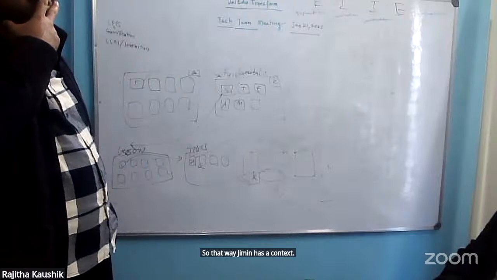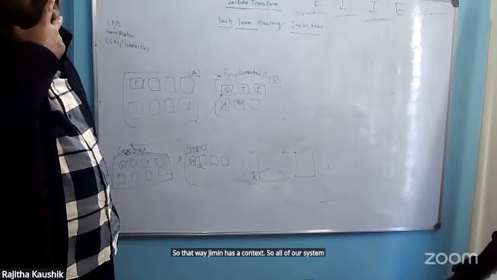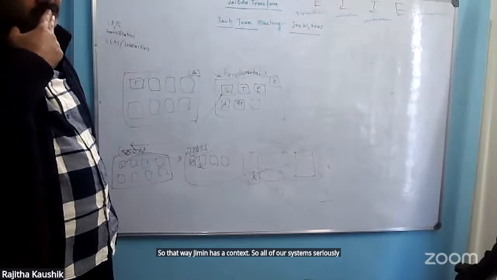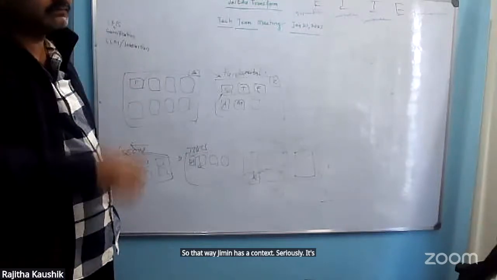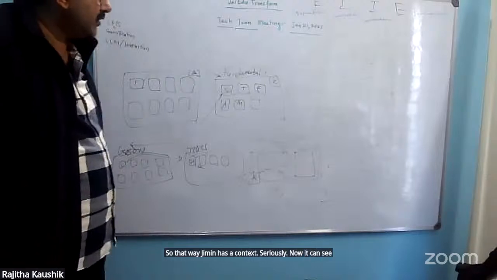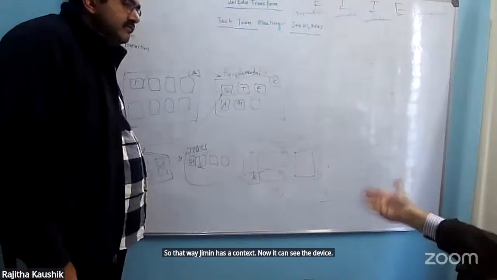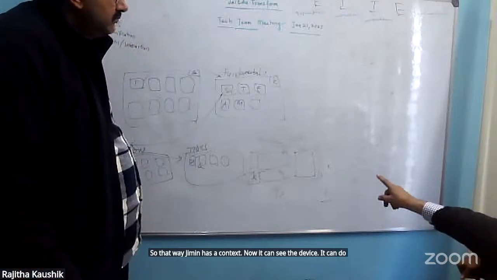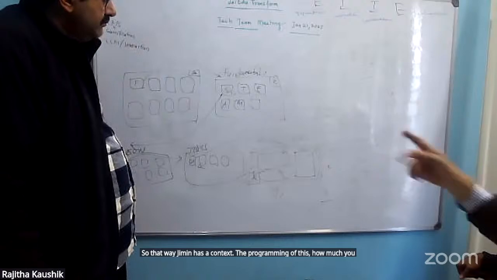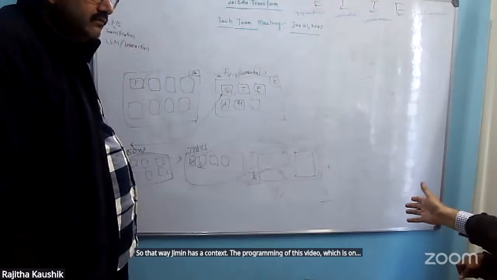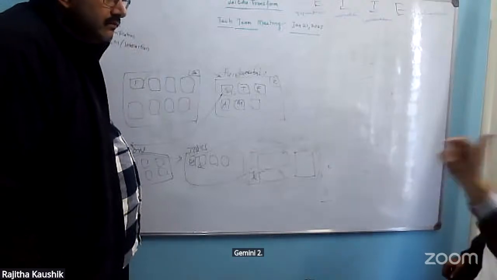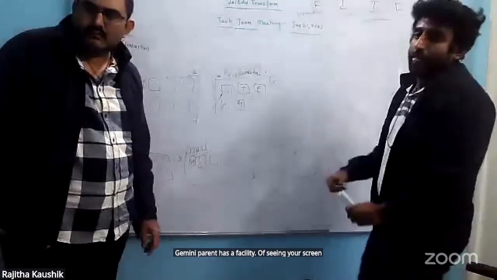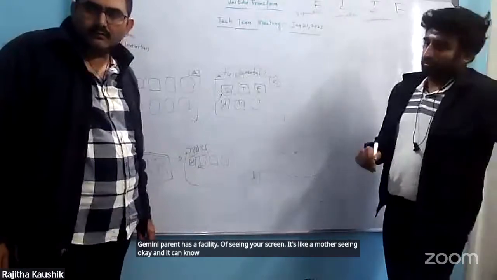Gemini has another special ability. It is able to actually see your screen. Earlier it was programming only, PDF only. Now it can see the device interaction. Up to now, it can also see if you are watching a YouTube video. Gemini 2.0 pilot has a facility of seeing your screen, and it can know that you have watched the video fully or not.